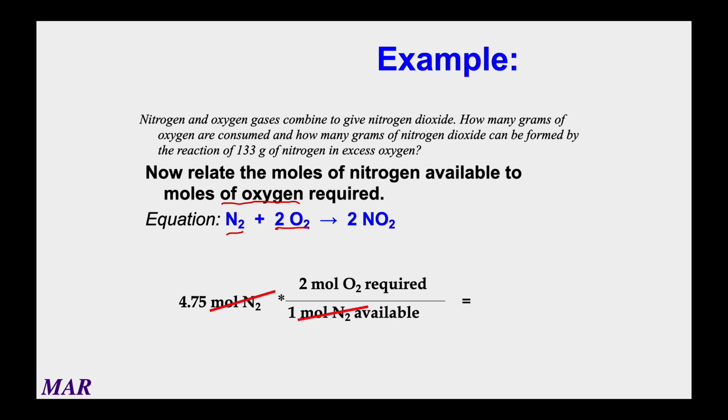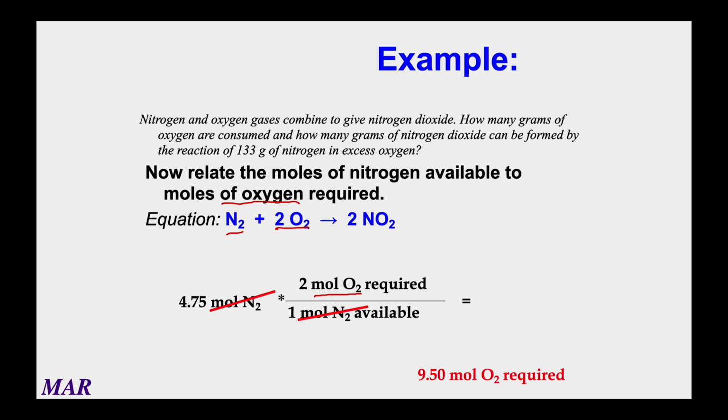You can see there how the moles of N2 that you start with are canceled by the 1 mole of N2 on the bottom. So again, top and bottom will cancel, good old dimensional analysis, and the only unit left standing will be moles of O2. So in your calculator, 4.75 times 2, 9.50 moles of O2 are needed here to make this reaction happen.